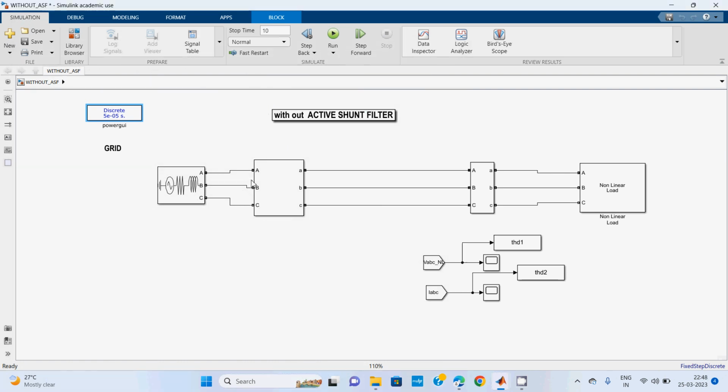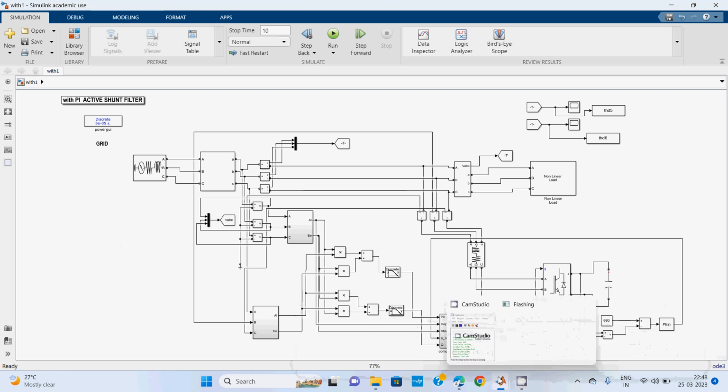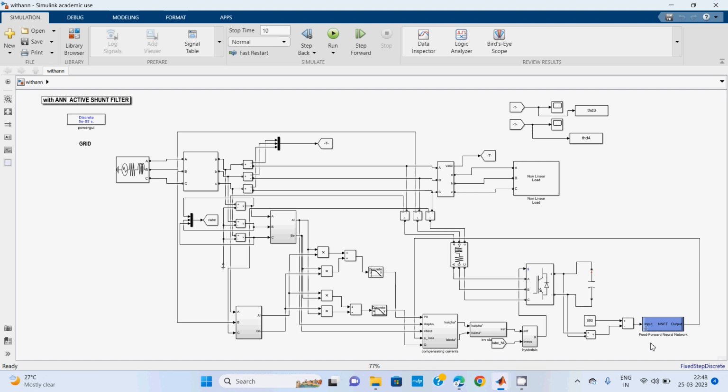So in order to mitigate those current harmonics, we are proposing the active shunt filter. I am proposing two different controllers. One is the PI controller, another one is the ANN controller. Here in ANN control, we are using feed forward neural networks. We have three major types of neural networks: feed forward, recurrent, and radial basis neural network. So I am using the feed forward neural network.